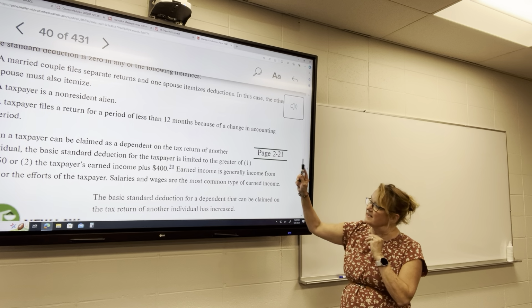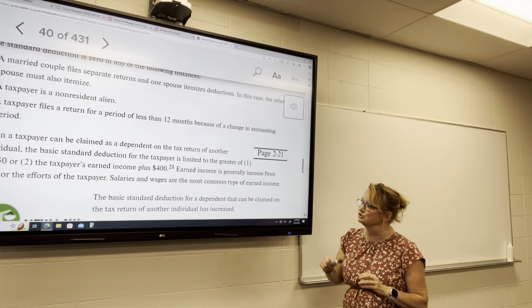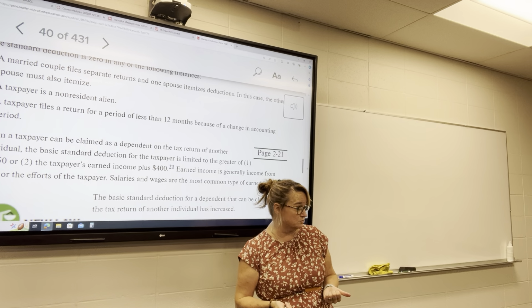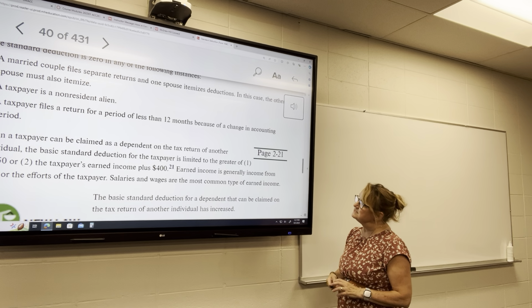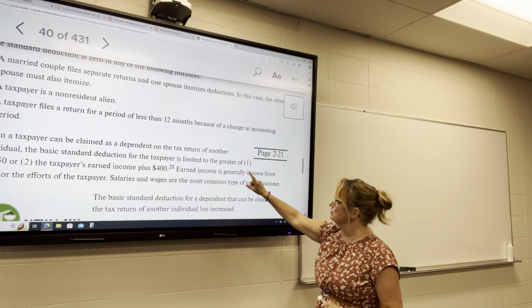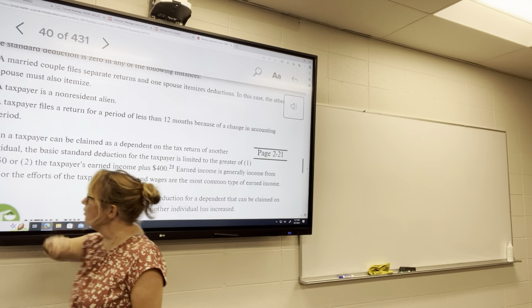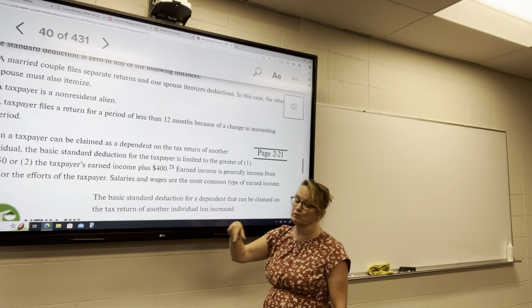So when an individual can be claimed as a dependent on the tax return of another person, the standard deduction changes in this case as well. It is limited to whichever is larger: the greater of $1,250 for their standard deduction, or their earned income plus $400.